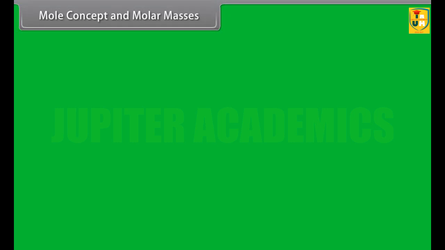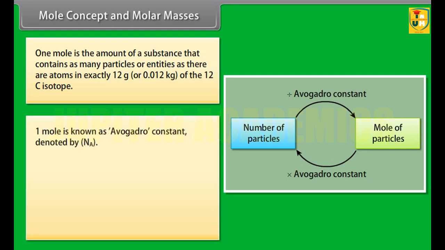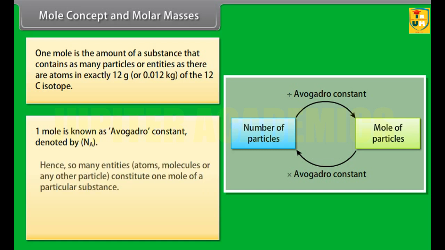Mole concept and molar masses. 1 mole is the amount of a substance that contains as many particles or entities as there are atoms in exactly 12 gram or 0.012 kg of the 12C carbon isotope. 1 mole is known as Avogadro constant, denoted by NA. Hence, so many entities, atoms, molecules, or any other particle constitute 1 mole of a particular substance.